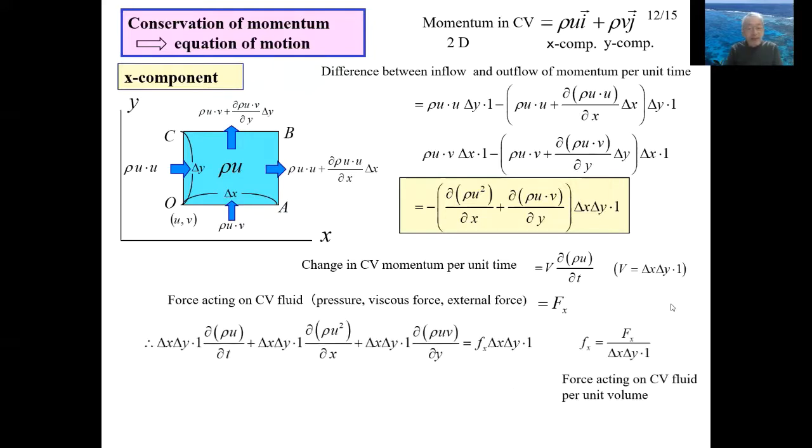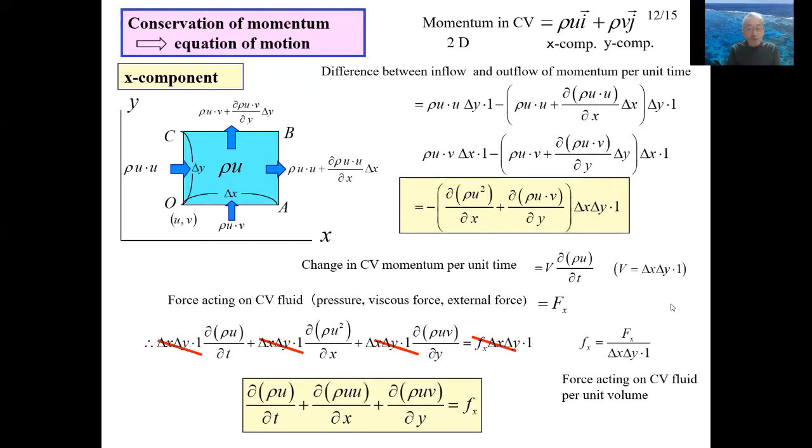This balance gives the equation of motion. Large Fx is replaced with small fx, which is the force per unit volume. If the equation is divided by the volume, the equation of motion in x direction is obtained as shown in the last yellow frame.